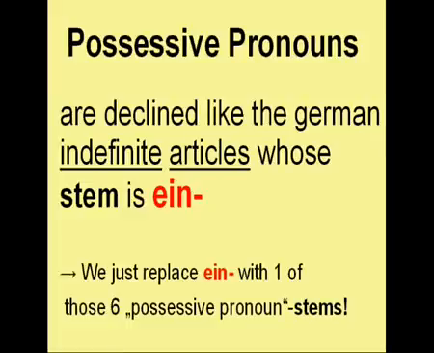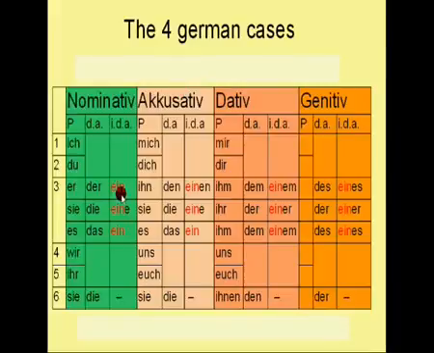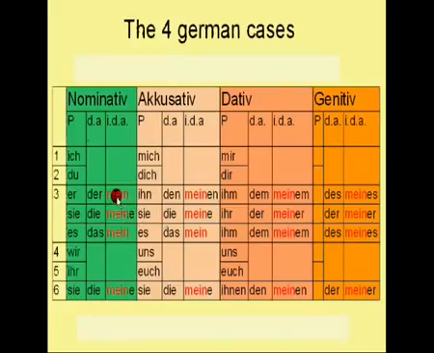Let me demonstrate this to you. As you can see, here we have the indefinite articles with its word stem ein in every case. And now we are gonna replace the word stem ein with one of those 6 possessive pronoun stems. So if the possessor is in the first person singular and the speaker is talking about himself, then we need to replace that word stem ein with mein. This is how we replace it.